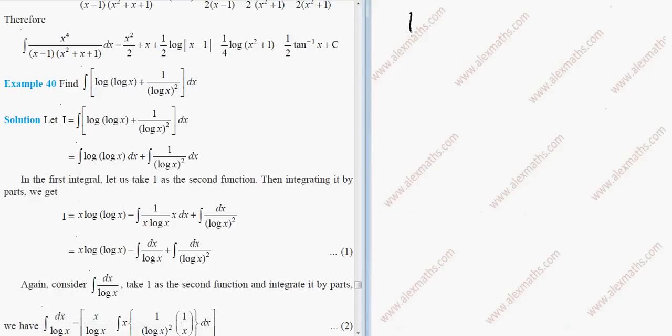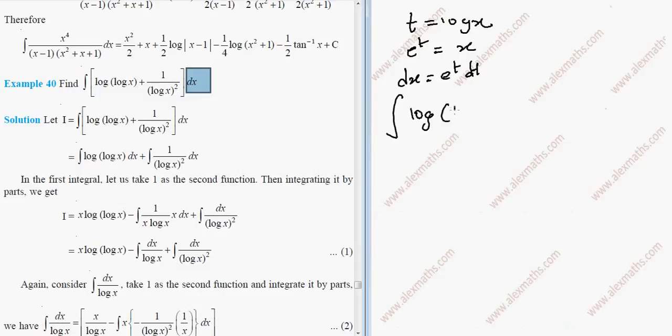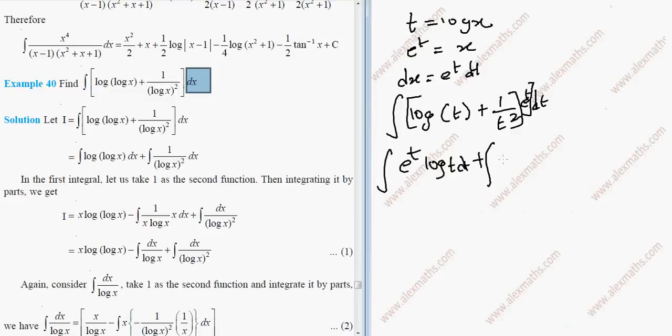Here you take t is equal to log x. But when I want to find dx, it will be better if I have x, right? So if I remove log, the other side will become e power t. E power t is x. So when I differentiate, dx will become e power t dt. Now replace everything in the question. So log of t plus 1 by t square into e power t dt. Now split into two integrations, that is, e power t into log t dt, this is one integration, plus the integral of e power t into 1 by t square dt.